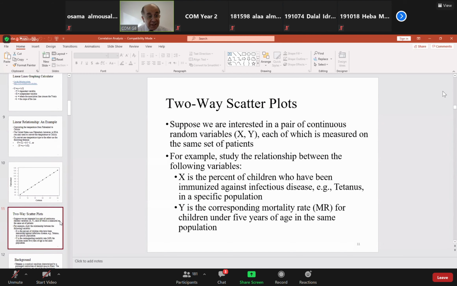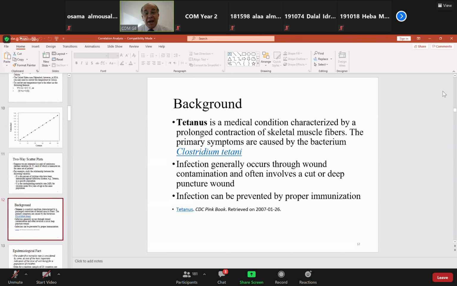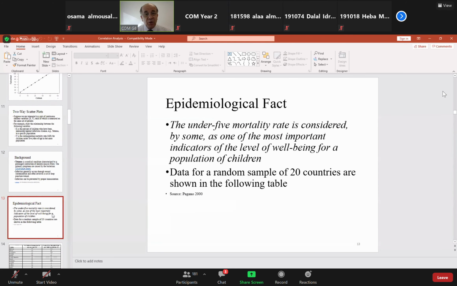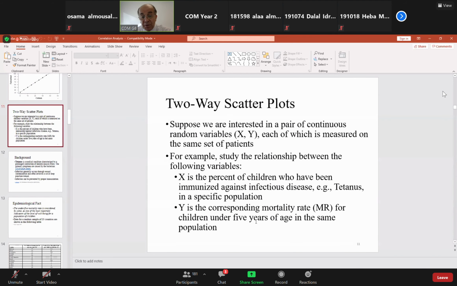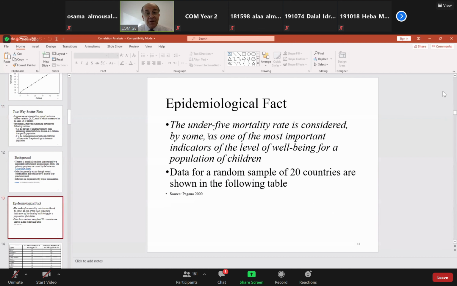The question is, is it really a linear relationship? And this is background. I'm just telling you what tetanus is, and I'm sure you know what tetanus is for those who are not familiar with it. So what is an epidemiologic fact? The under 5 mortality rate, what we call the Y variable, mortality rate, is considered by some as the most important indicator of the level of well-being of a population. In this course, we study epidemiology and biostatistics. In epidemiology, you study the well-being of populations like the Saudi population. One of the ways to measure that well-being is to have the under 5 years mortality rate.